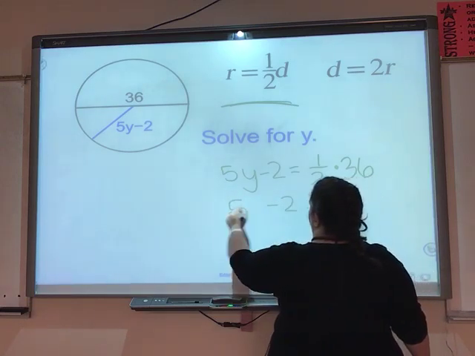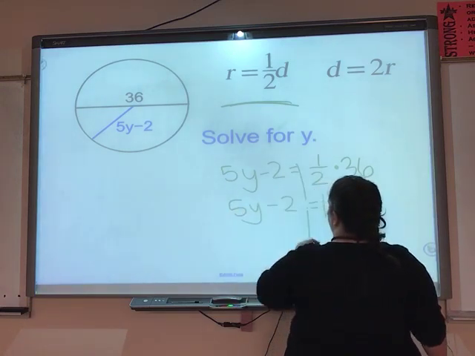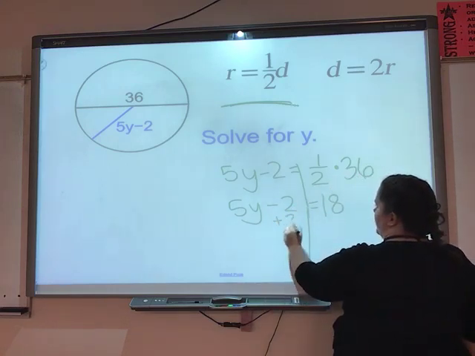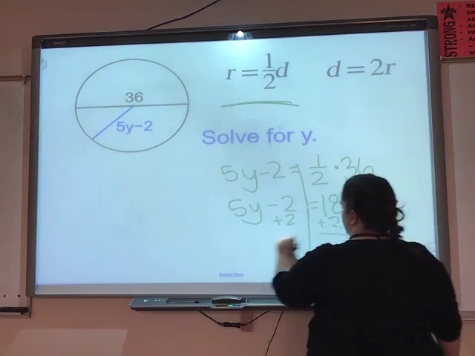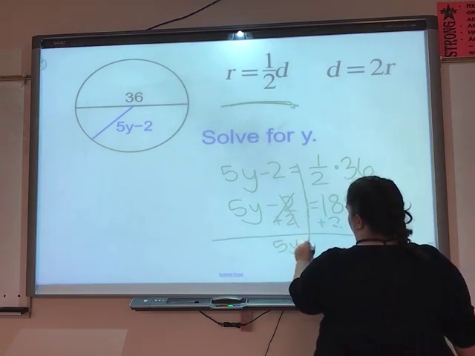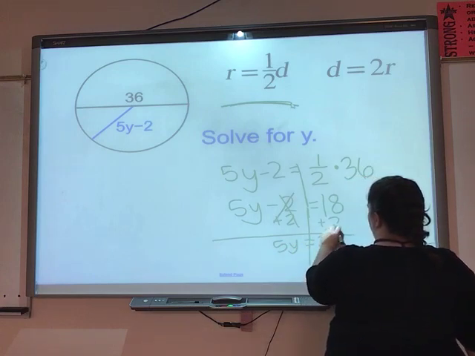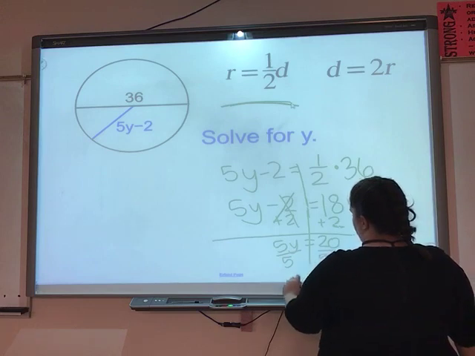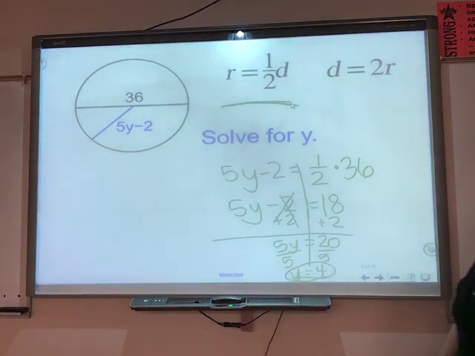We're going to bring down our 5y minus 2. Then I'm going to add 2 to both sides to get that to cancel out. I have 5y equals 20. Then when I divide by 5 on both sides, I get y all by itself, and y equals 4. And that's how we solve that type of problem. Okay?